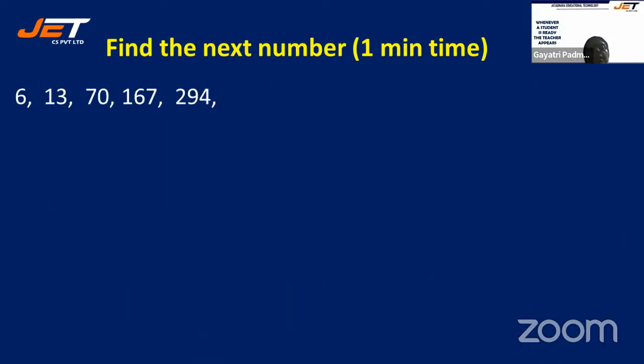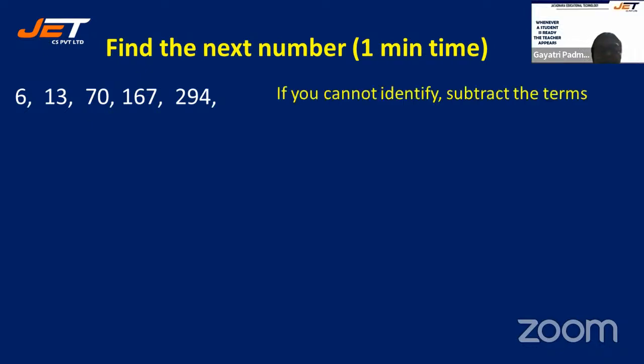We have 6, 13, 70, 167 and 294. All right. Now let's find the difference. If we cannot identify, subtract the terms. 13 minus 6 is 7. 70 minus 13 is 57. 167 minus 70 is 97. 294 minus 167 is 127.